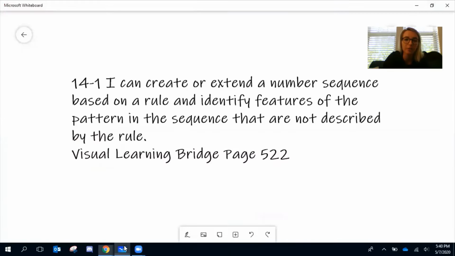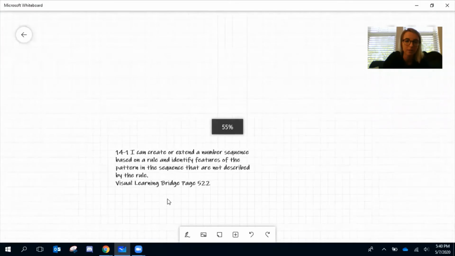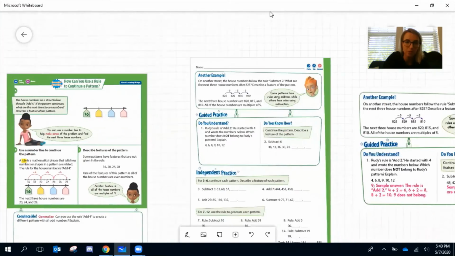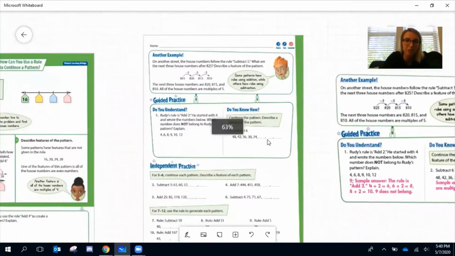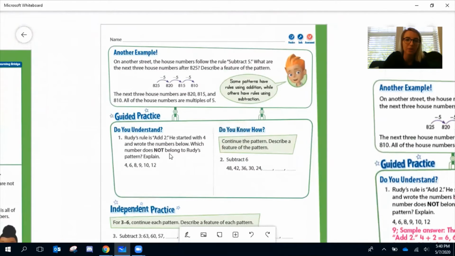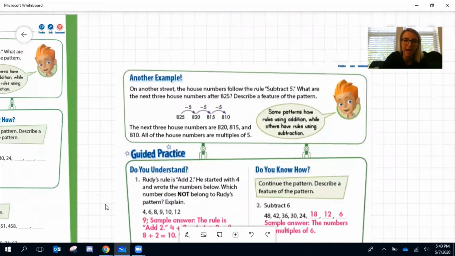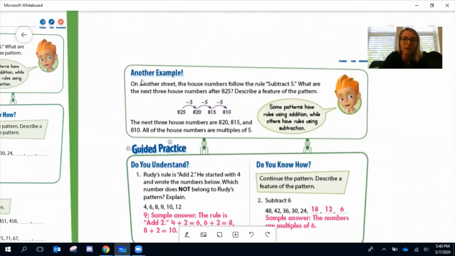So at this point, we're going to move into your Envision book. If you will turn to page 523, we're going to get started with the guided practice. Before we do that, at the very top, I did just want to point out, it has an example. On another street, the house numbers follow the rule subtract 5. What are the next 3 house numbers after 825? Describe a feature of the pattern.